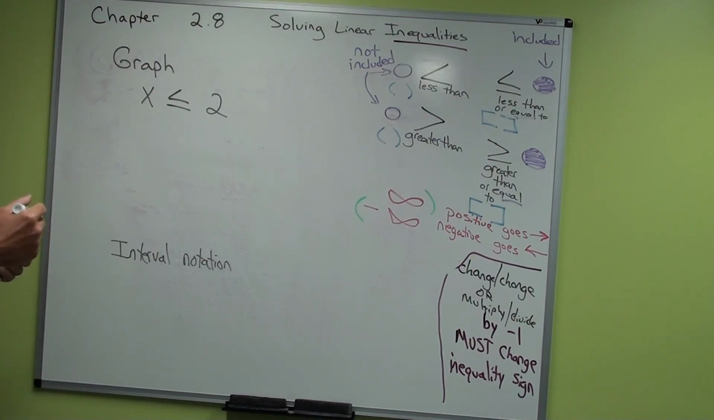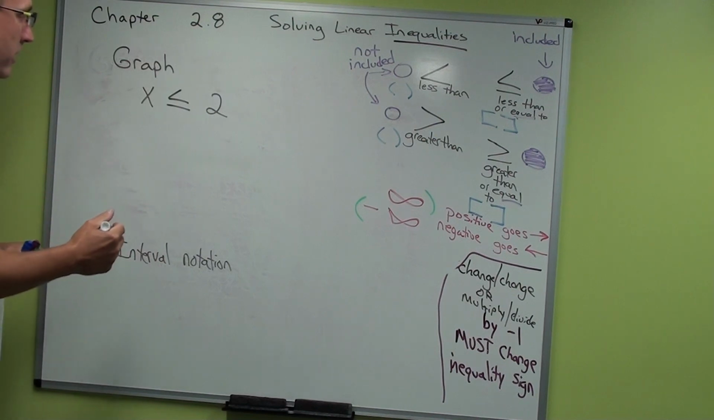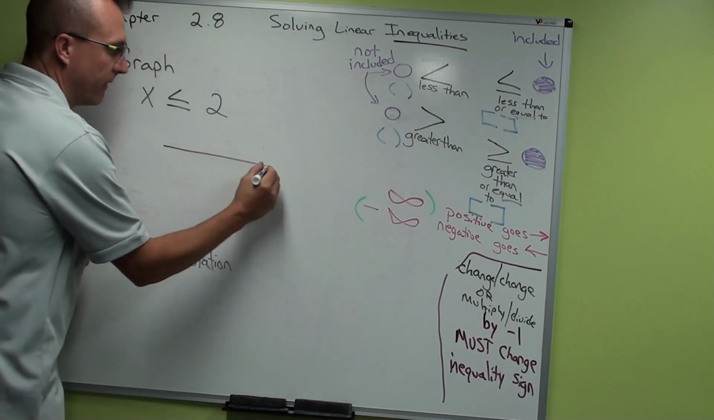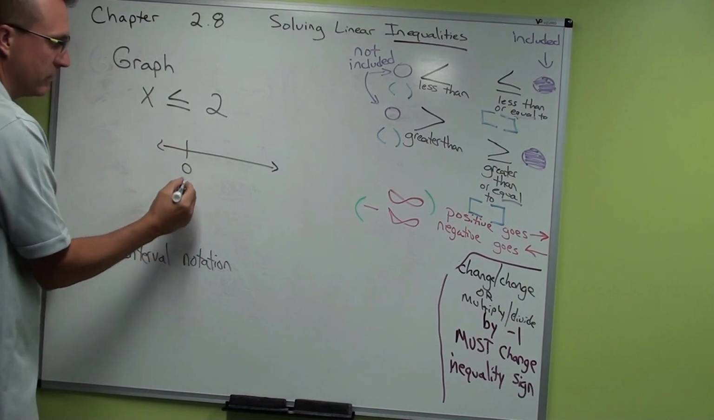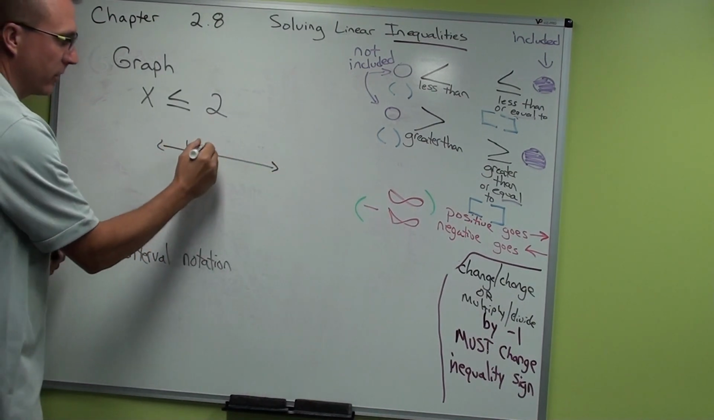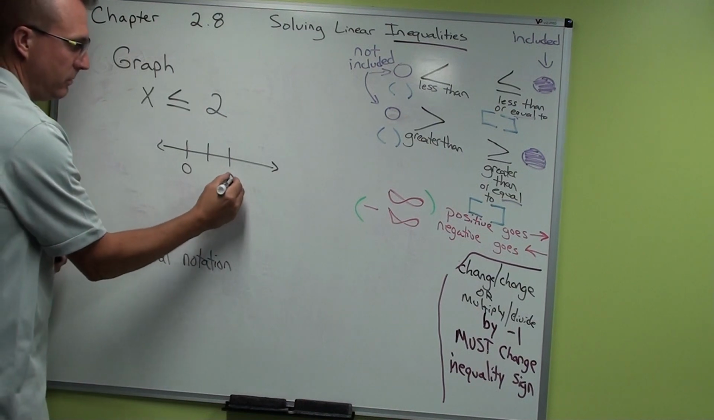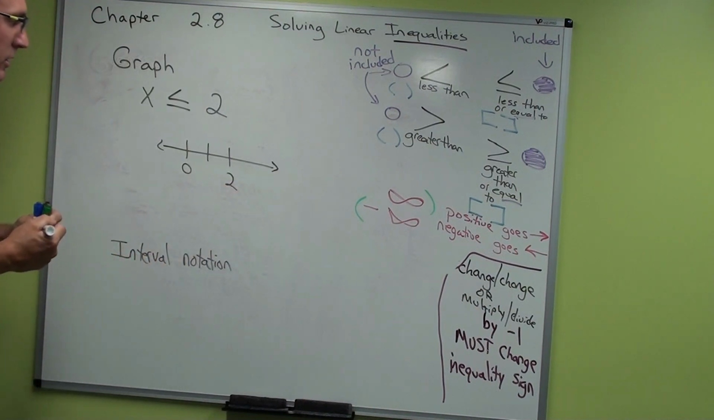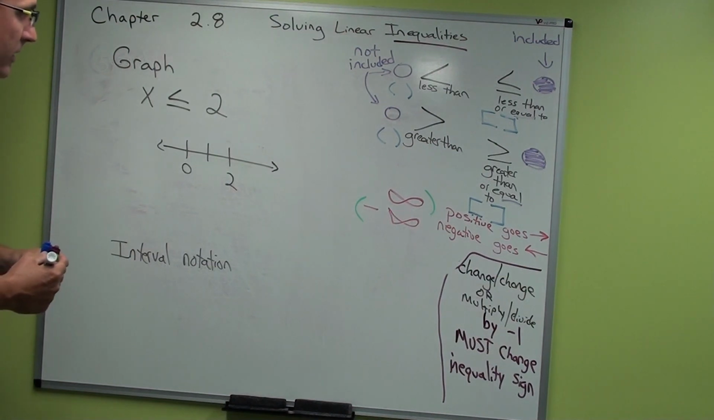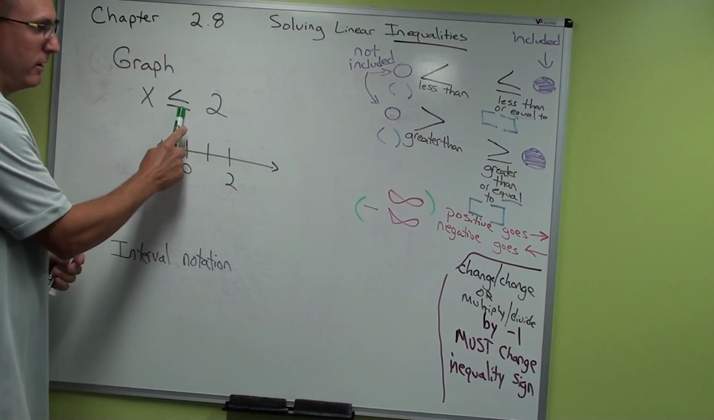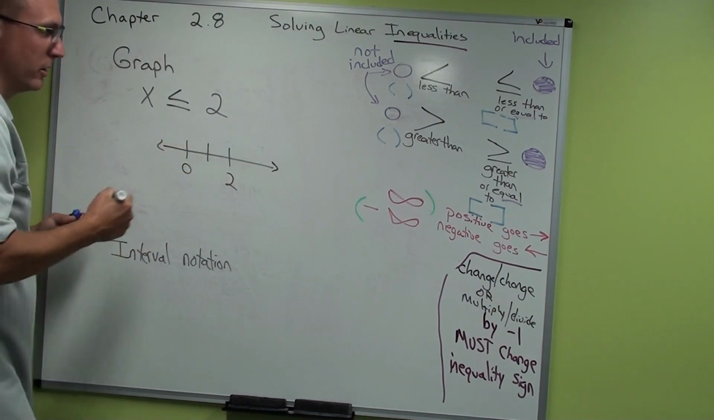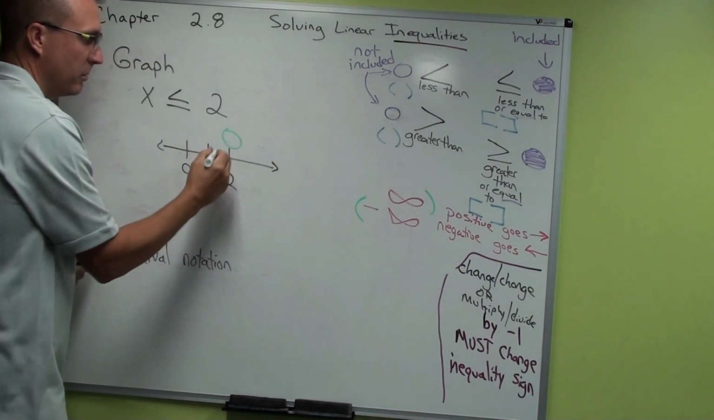Okay? So the first thing we're going to do is make a number line. Put an arrow on the end. Let's put 0 in. Since 2 is to the right, we're going to go 1, 2. Put a 2 there. So we created our graph. That's the first part: create the graph. Second part is we have to go up here and look at marking our number. So find 2, put a circle in it.